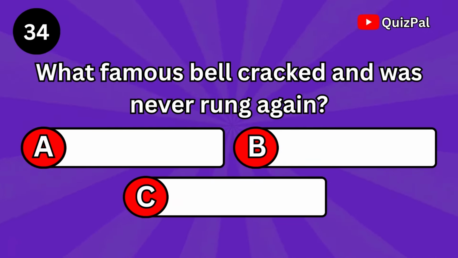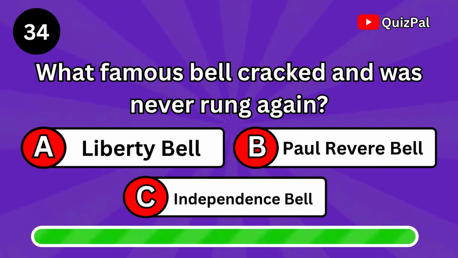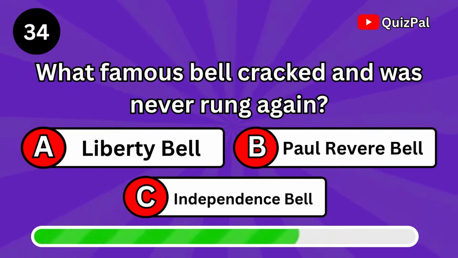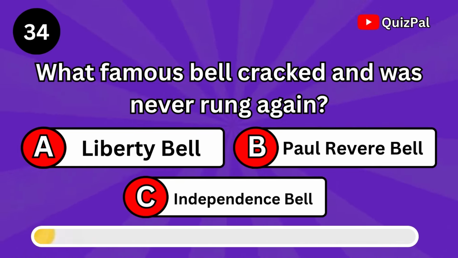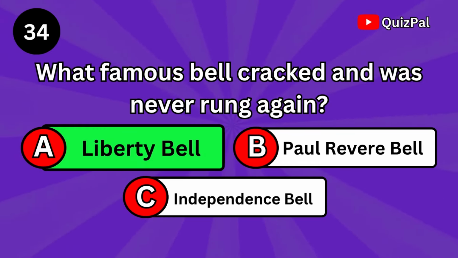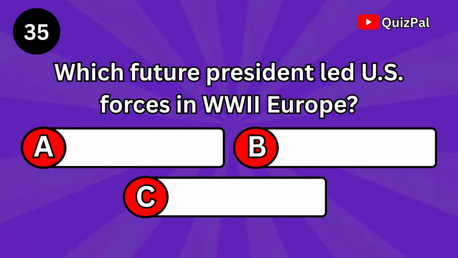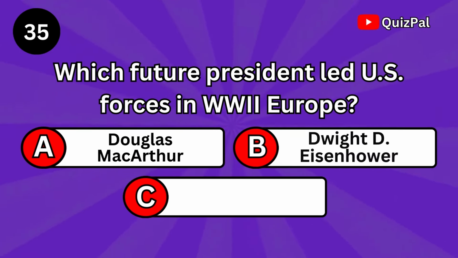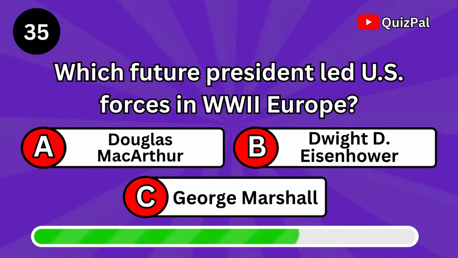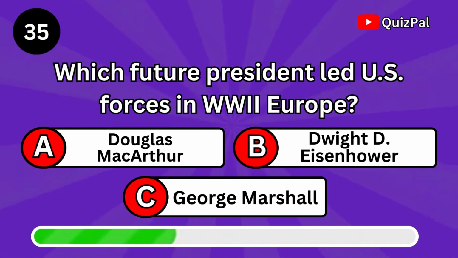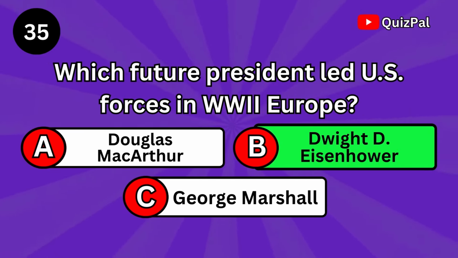What famous bell cracked and has never been rung again? The Liberty Bell. Which future president led U.S. forces in Europe during World War II? Dwight Eisenhower.